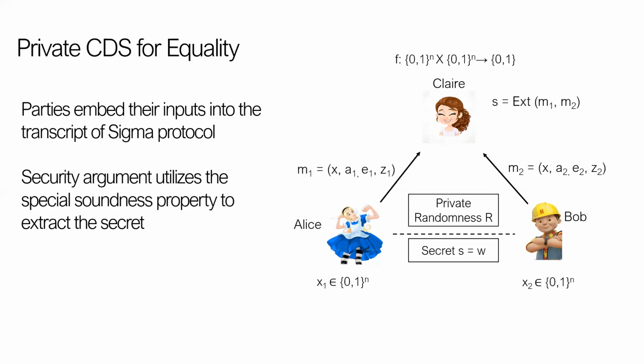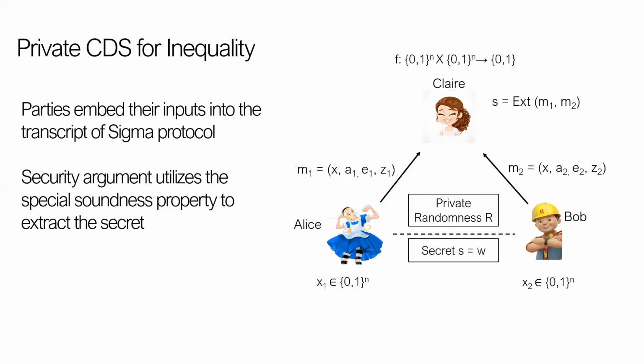Note that this scheme achieves a private CDS as Claire cannot conclude any information about the party's inputs due to the privacy of the PRF. Nevertheless, it can conclude the outcome of the predicate since it can tell whether the extractor had succeeded or not. Security of this protocol can be enhanced to the malicious setting by enforcing correct behavior of Alice and Bob based on the verifiability property of the sigma protocol.